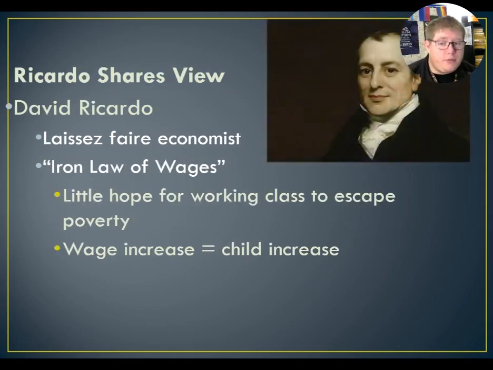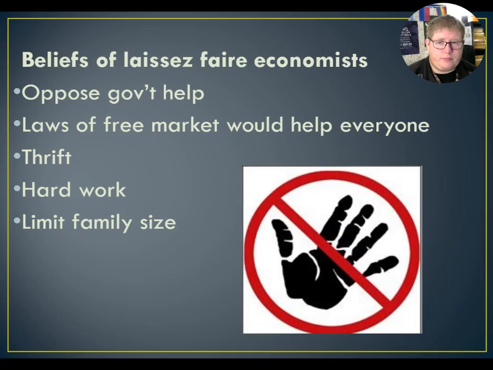Then we have David Ricardo, who put out the iron law of wages, saying there was little hope for the working class to escape poverty, and their wage increase typically meant a child increase, because you could afford a child. This whole idea of the iron law of wages is still really true today for most families. So again, wrapping up these laissez-faire economists, they opposed government help. The laws of the free market should help everybody. They encouraged thrift, hard work, and limiting family size, because the smaller the family you had, the less it would cost to house, clothe, and feed them.